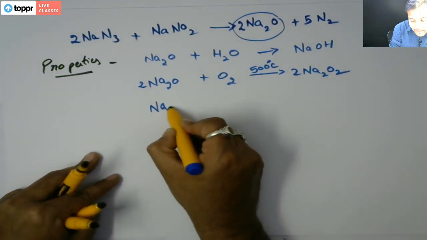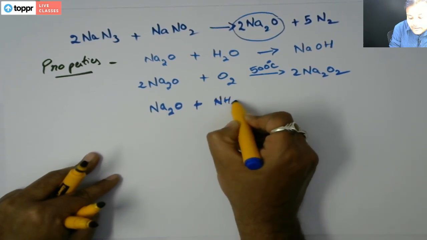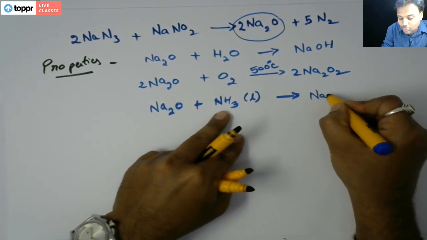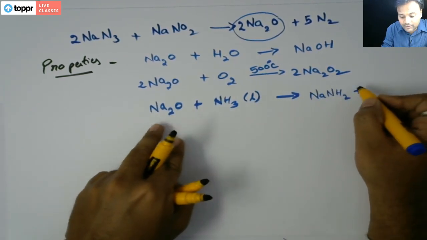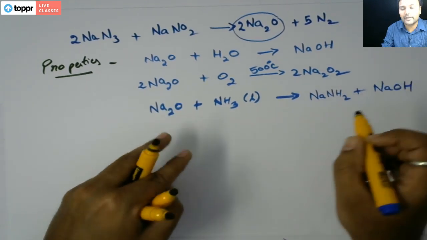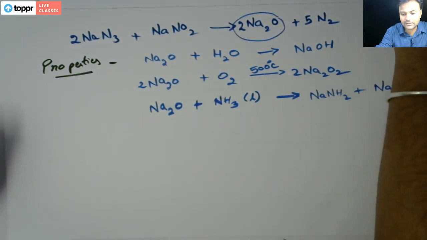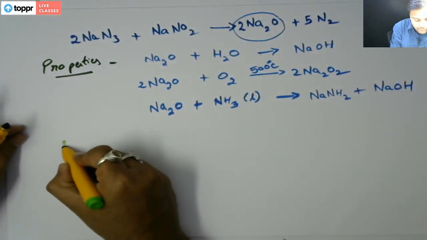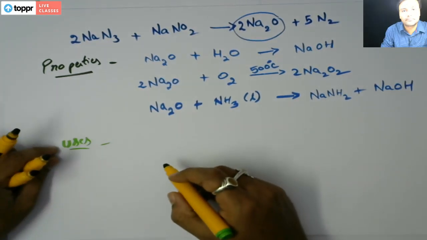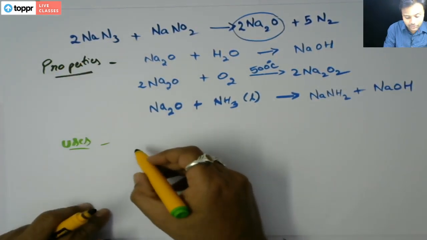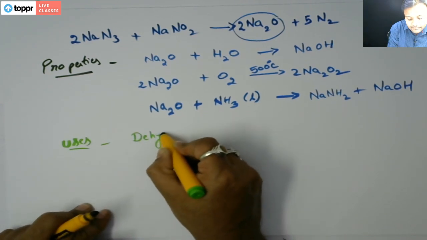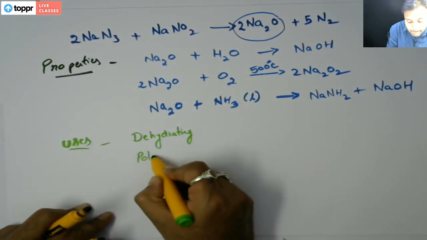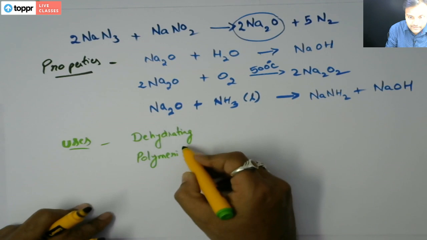Sodium oxide, when treated with liquid ammonia, forms NaNH2, sodamide, along with NaOH. So these are some of the properties of sodium oxide. What is the main use of it? Sodium oxide is mainly used as a dehydrating agent as well as a polymerizing agent.